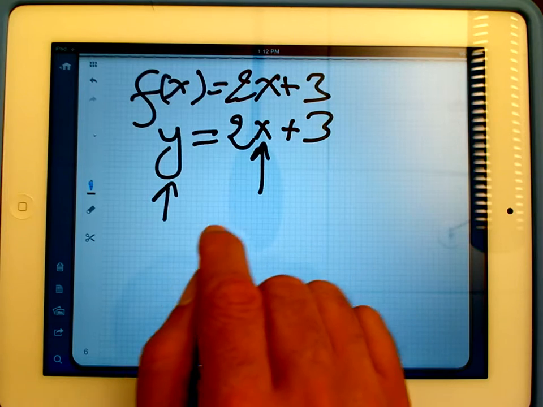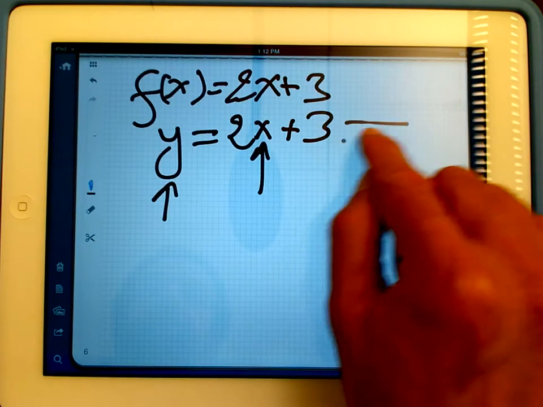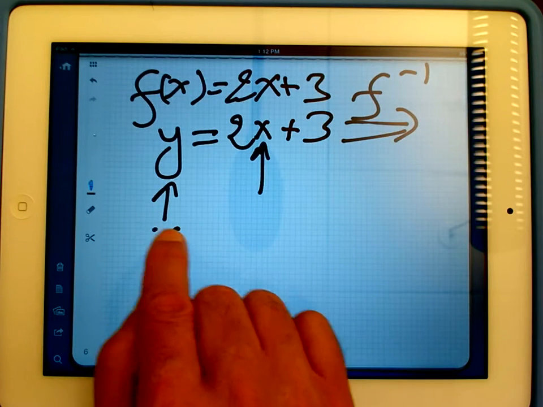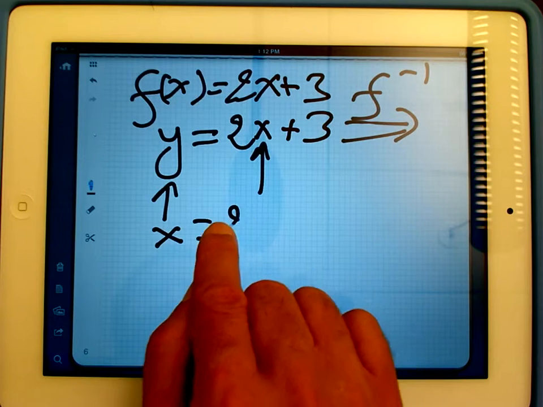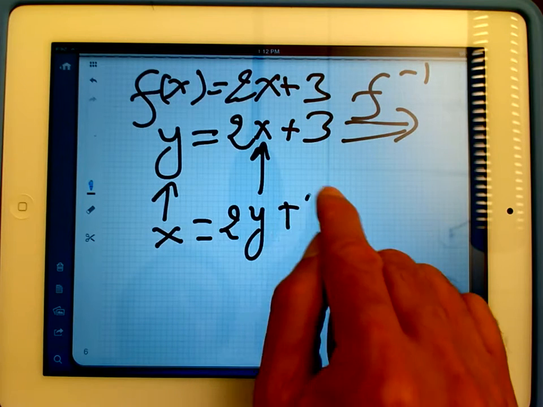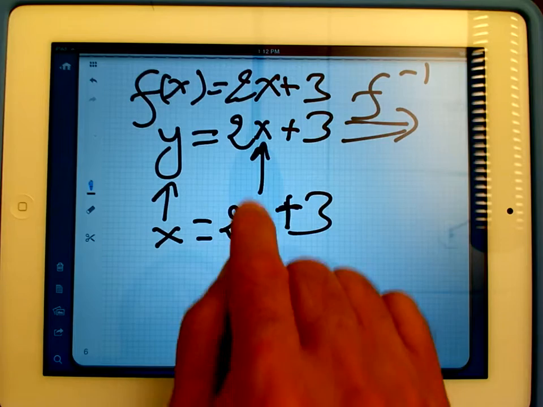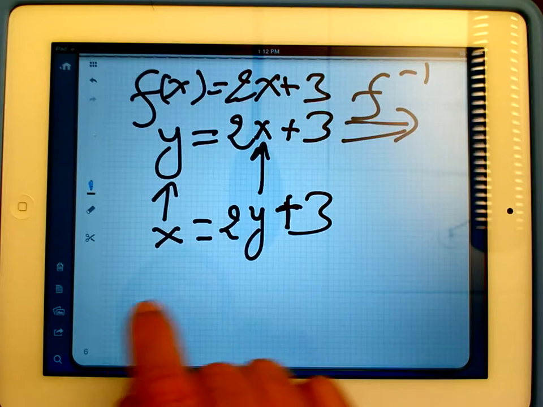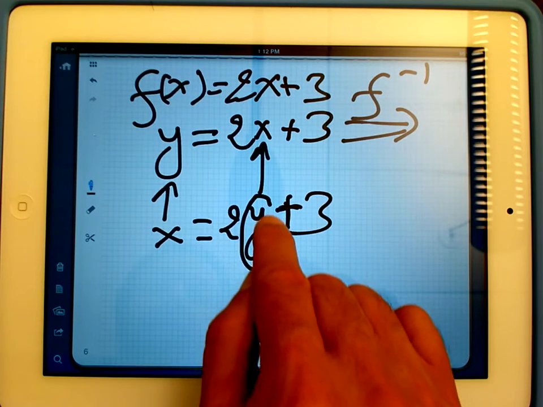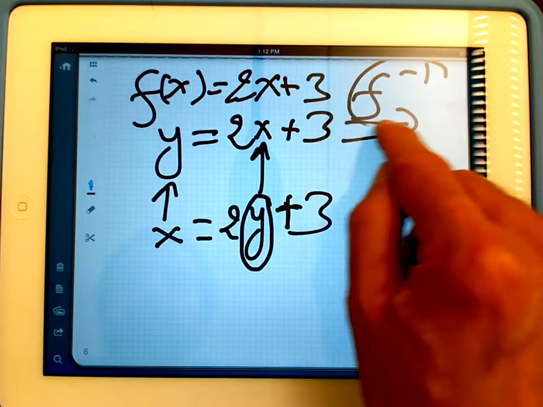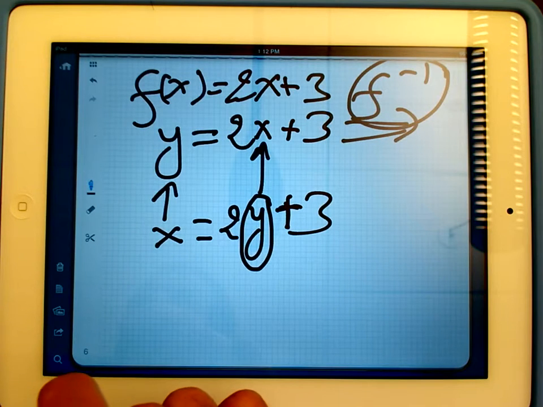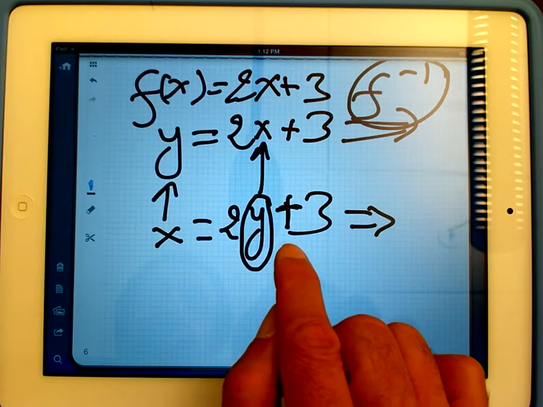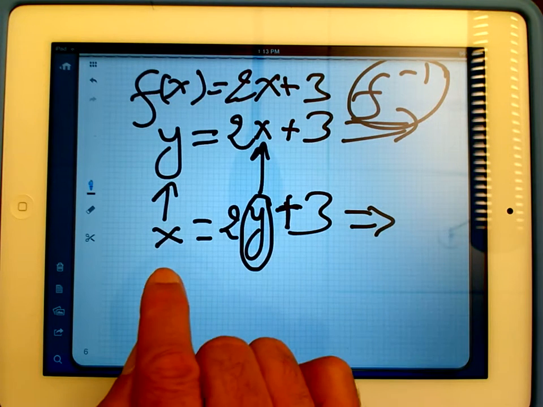Well, when you are doing an inverse process, this inverse process entails you to switch around your inputs and outputs. So this becomes this, because your input becomes your output and your output becomes your input. And of course, now this is the new output of this function right there, the inverse function. So we need to solve this for y to be able to determine the nature of this new function.